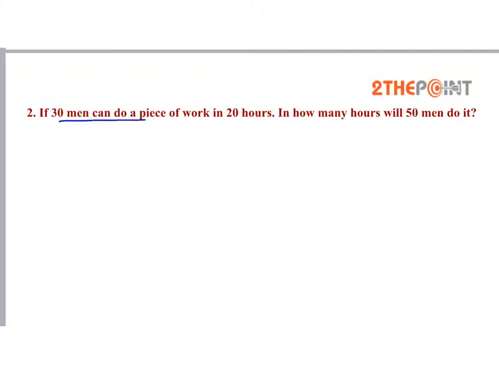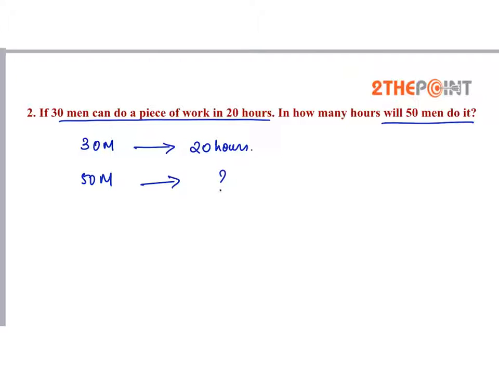If 30 men can do a piece of work in 20 hours, in how many hours will 50 men do it? It is given that 30 men do a piece of work in 20 hours and they are asking, for 50 men, in how many hours will they complete the work. So, as you can see here, as the men decrease, working hours increase. As the working men increase, working hours decrease. This is indirect proportion.